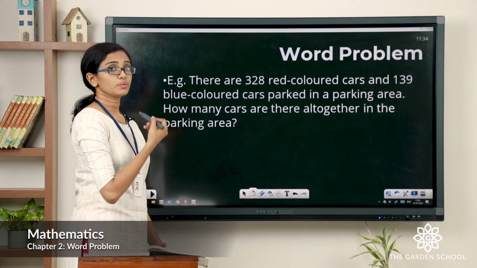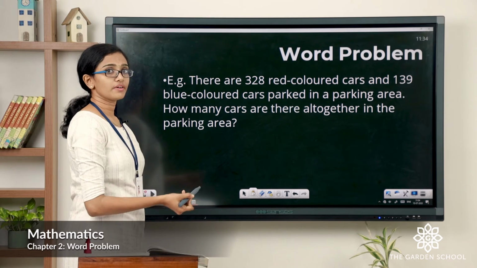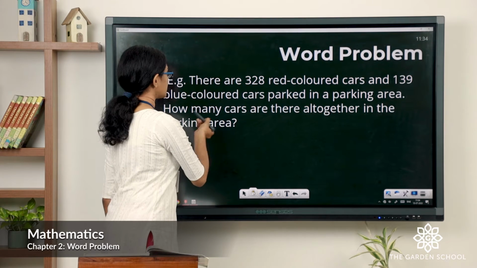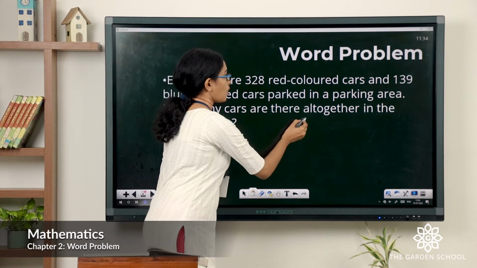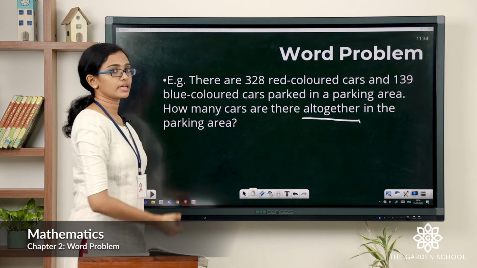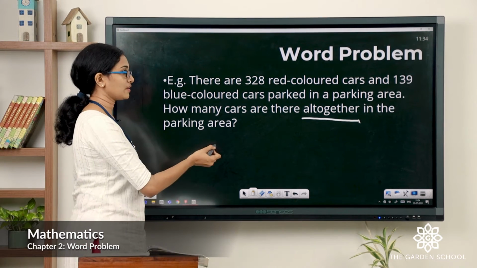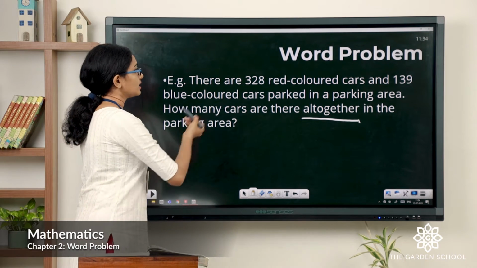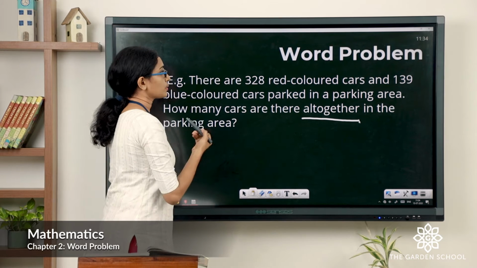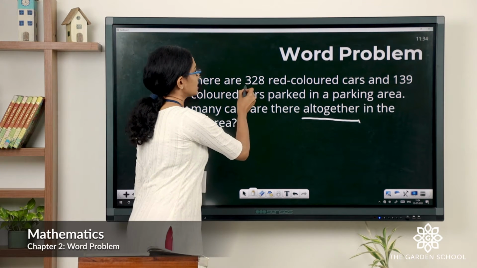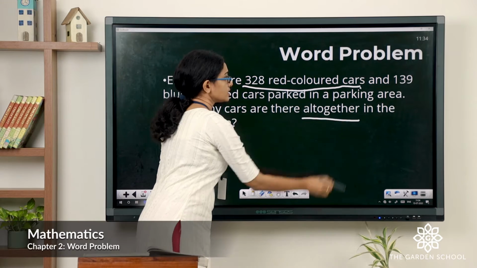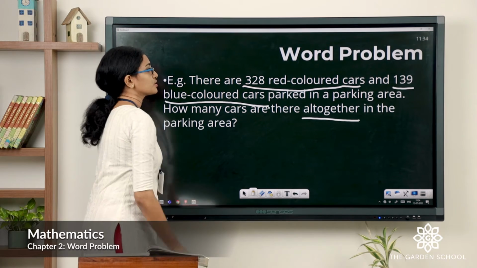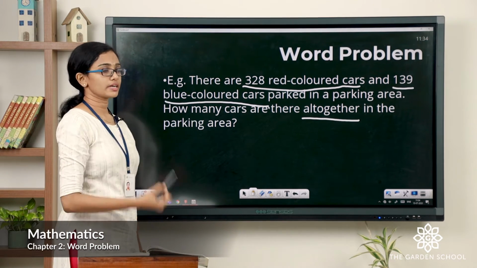And let's see which keyword is given here and identify which mathematical operation has to be done here. So it said in the question, how many cars are there altogether in the parking area. So altogether means you have to do addition to find the required solution. Now, let's see what all data are given in the question. We are given there are 328 red colored cars and 139 blue colored cars. So with these data, let's write down the steps.